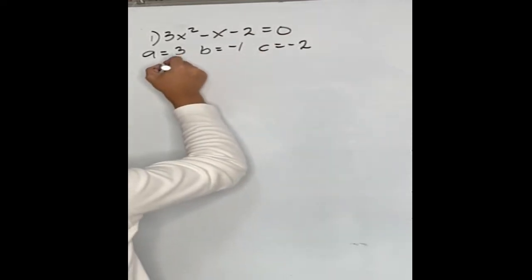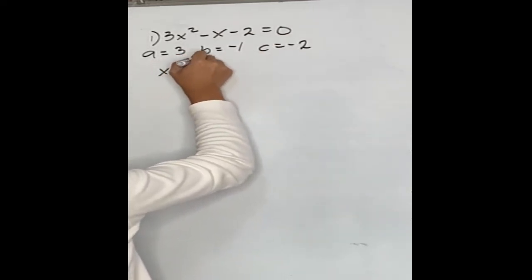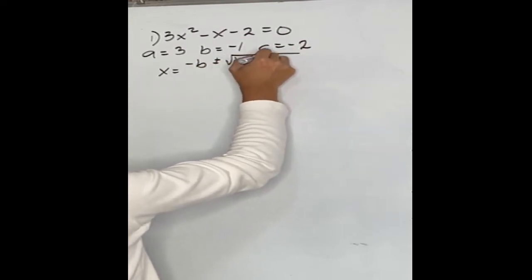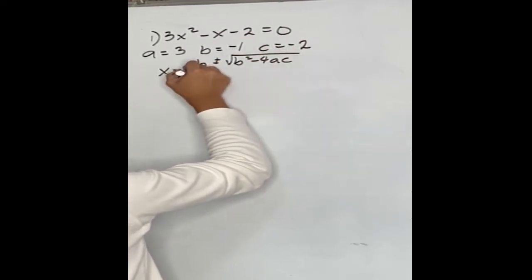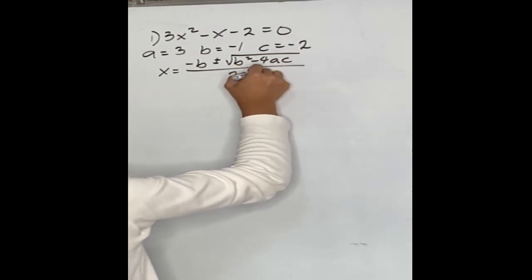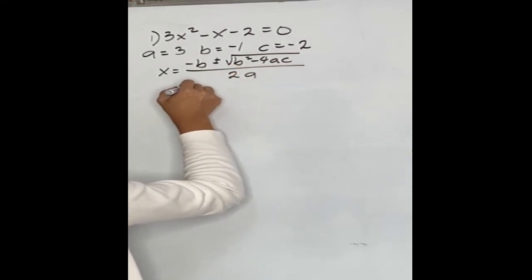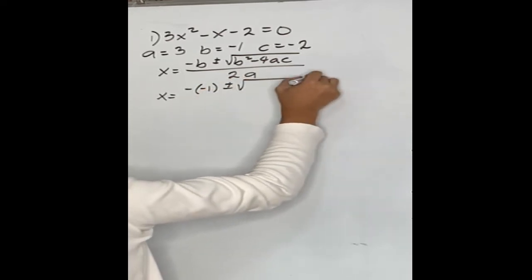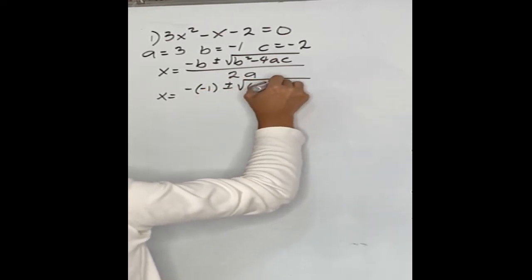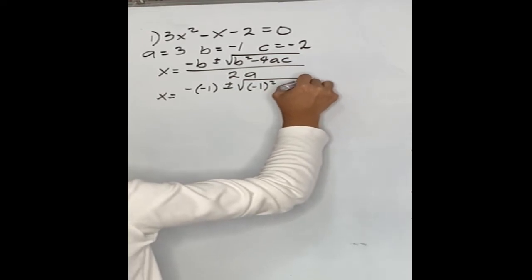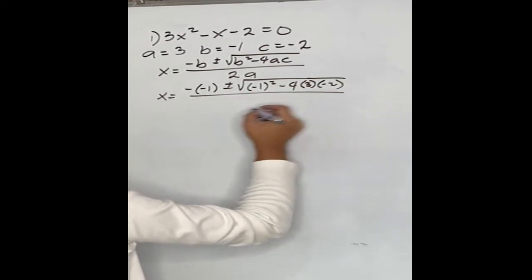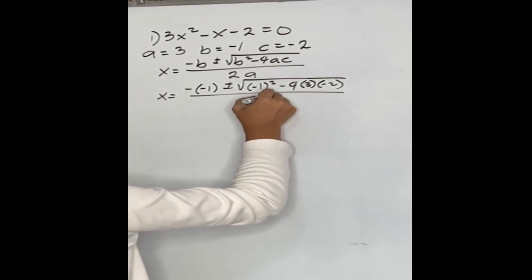So our formula will be x is equal to negative b plus minus square root of b squared minus 4ac all over 2a. So x is equal to negative of negative 1 plus minus square root of negative 1 squared minus 4 times 3 times negative 2 all over 2 times 3.